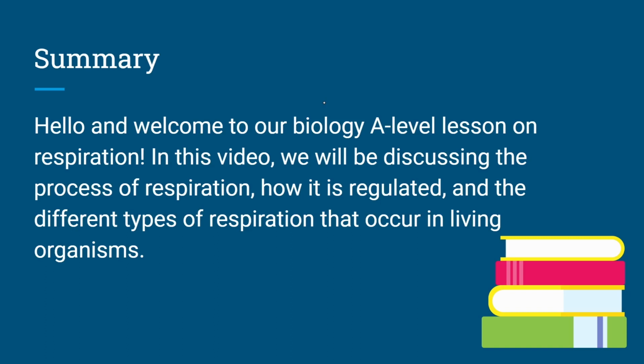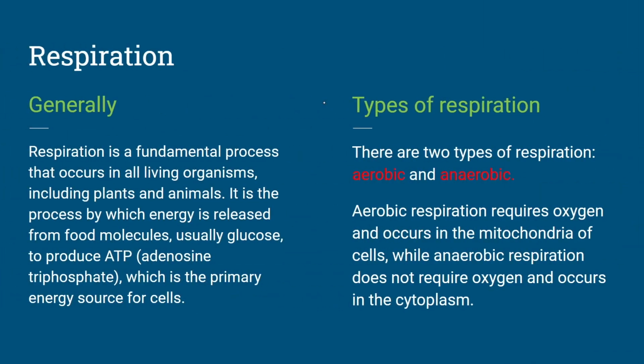In this video, we will be discussing the process of respiration and how it is regulated, the different types of respiration that occur in living organisms. So respiration. Generally, respiration is a fundamental process that occurs in all living organisms, including plants and animals. It is the process by which energy is released from food molecules, usually glucose, to produce ATP, adenosine triphosphate.